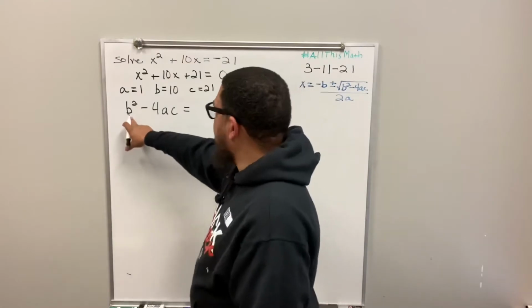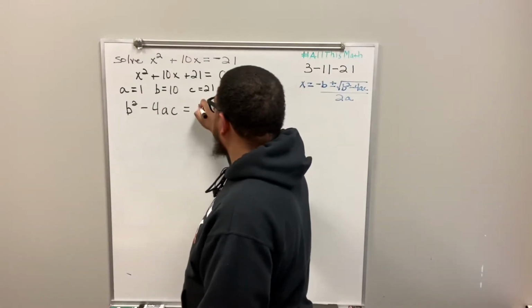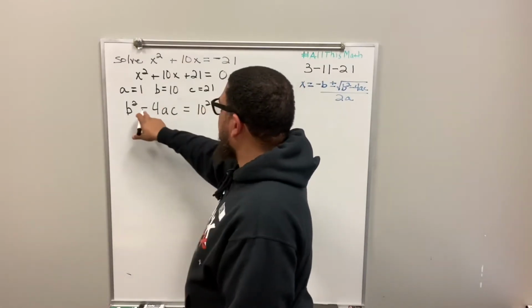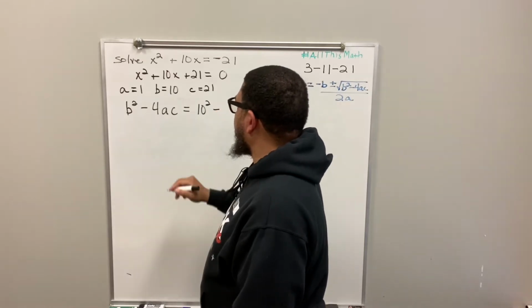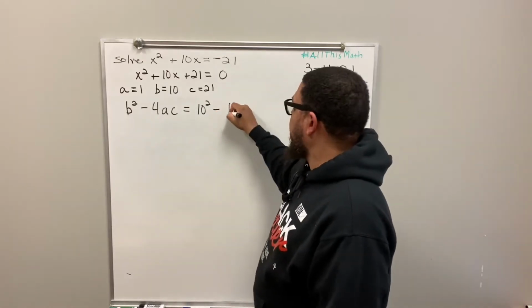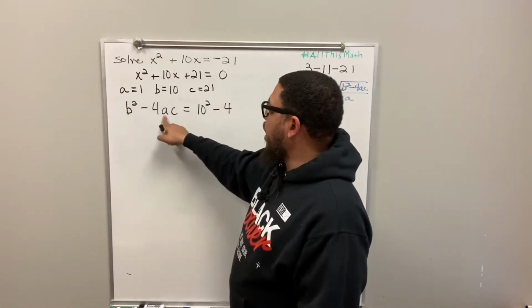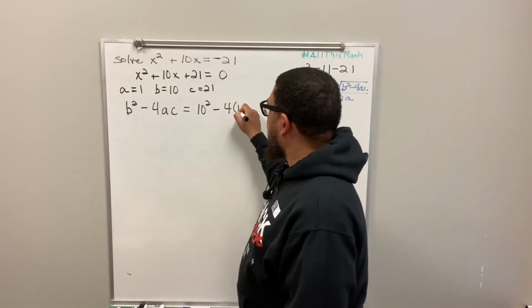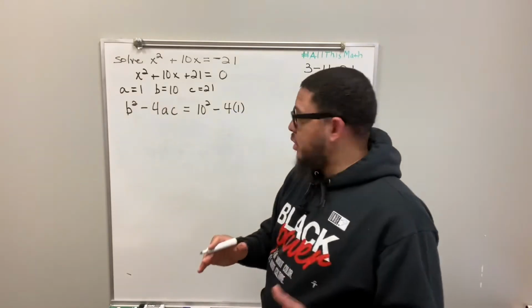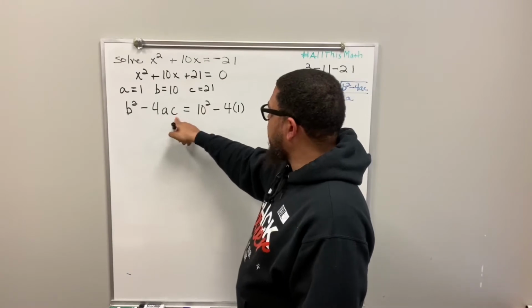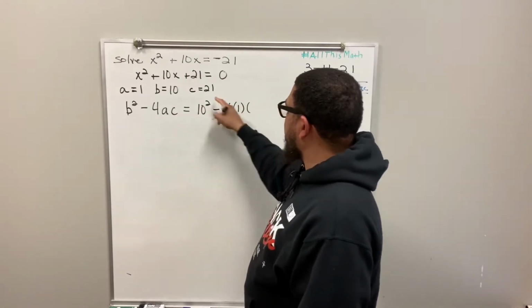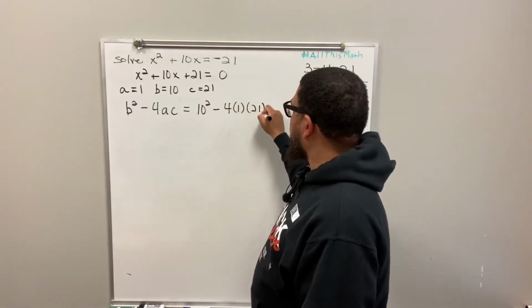So I got B right here. I know B is 10. So I got 10 to the second power. I got a minus sign right here. So I write that right there. I got a 4 right here. So I write that right there. Times A. A is 1. I'm going to use parentheses to show multiplication. And another C times C. I'm going to use parentheses again to show multiplication. So I got C, which is 21.